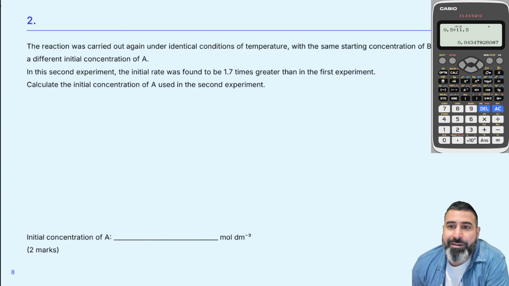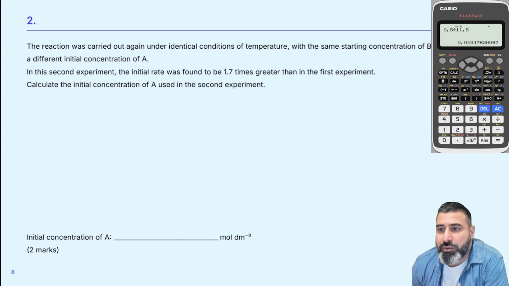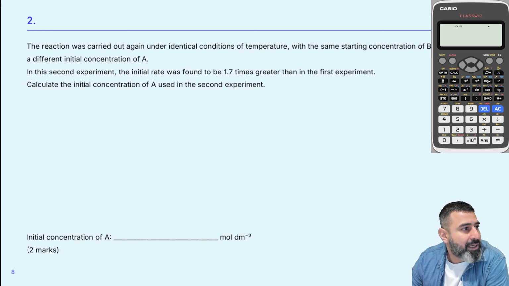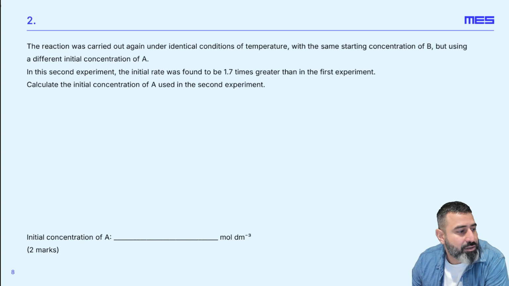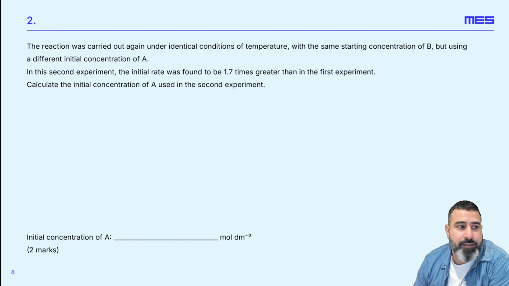Right, next question. The reaction is carried out again under identical conditions of temperature, hurrah, with the same starting concentration of B, but using a different initial concentration of A. Now, this is only a cheeky 2-marker, but I think reading the examiner's reports, they said that their language, not mine, that this question discriminated for whatever reason. But let's have a look at some easy ways of tackling this, okay?